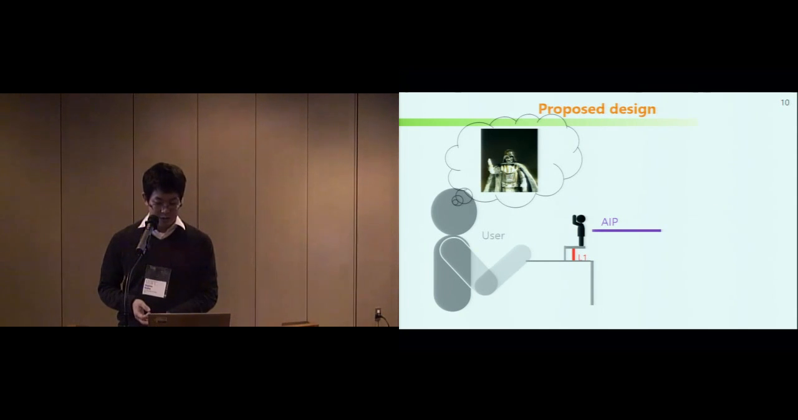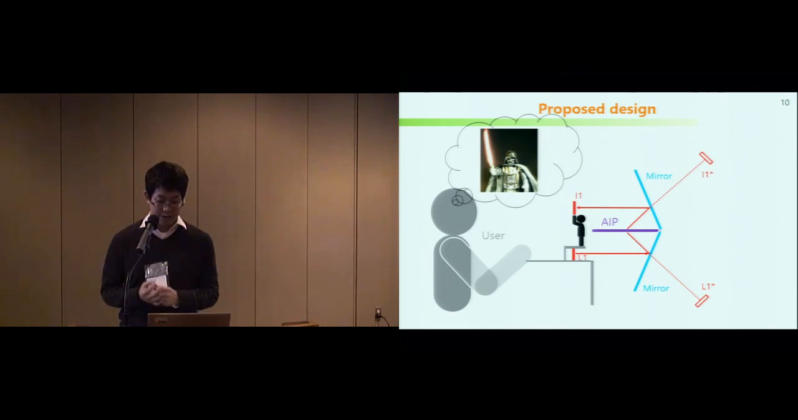In the proposed design, we use AIP and two mirrors. Light from the light source L1 is reflected by a mirror and forms L1 star. L1 star goes through the AIP and forms I1 star, and I1 star is reflected by a mirror and finally forms the media image I1. The physical object is combined with the light source. When the user moves the physical object, the media image is anchored to the physical object.